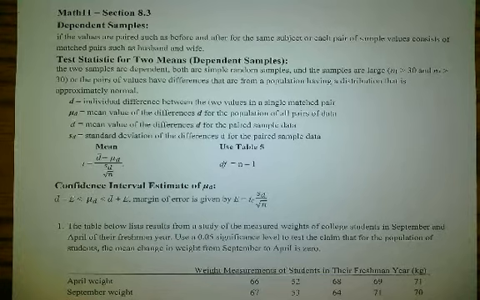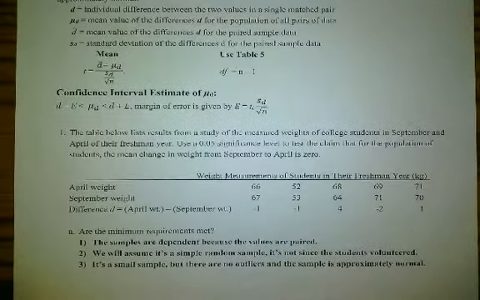So, we're going to look at a table that lists results from a study of the measured weights of college students in September and April of their freshman year. Use a 0.05 significance level to test the claim that for the population of students, the mean change in weight from September to April is 0. So, here is our sample.